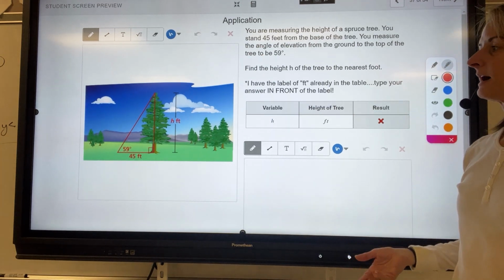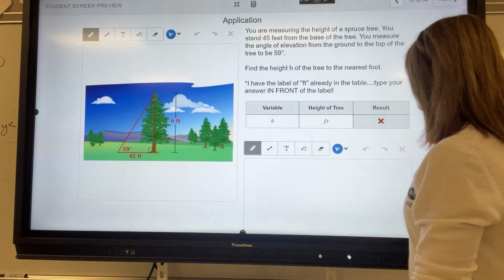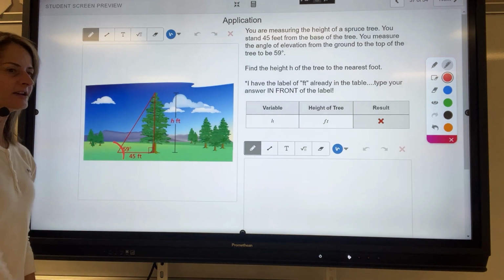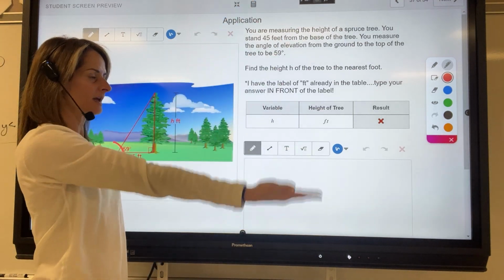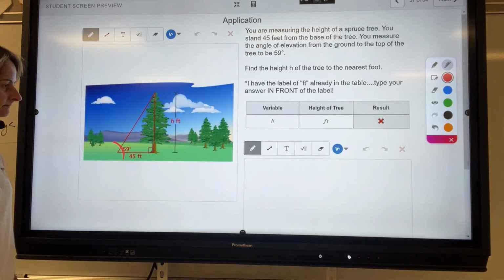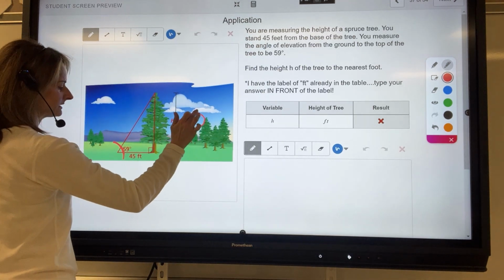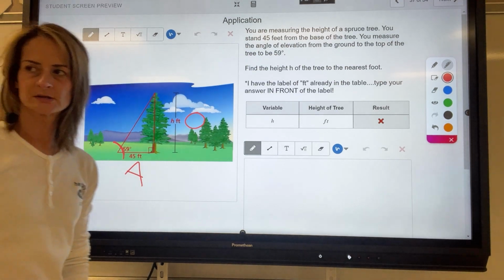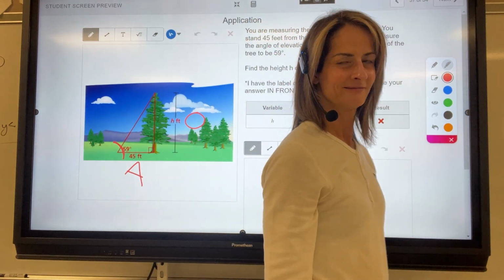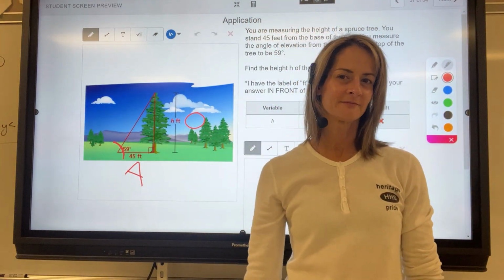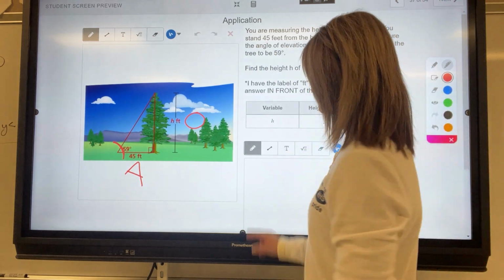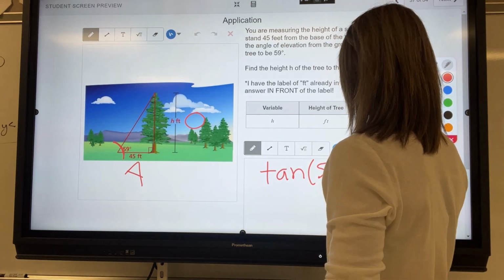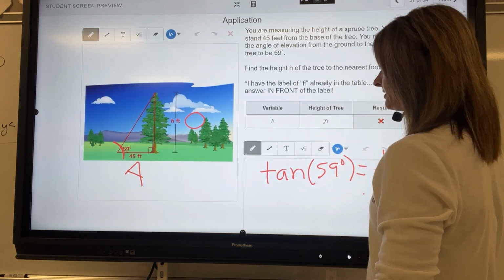Tells you in words you're measuring the height of the spruce tree. Referencing this angle right here, it says angle of elevation. Angle of elevation, you're looking up at something. Elevate, looking up. Opposite, adjacent. Which trig ratio are we going to use? Opposite and adjacent. Yeah, tangent. The tangent of this angle, 59 degrees, equals opposite over adjacent.